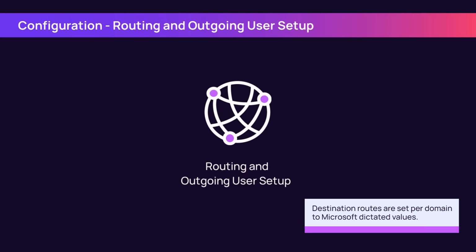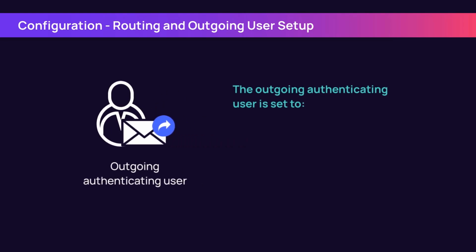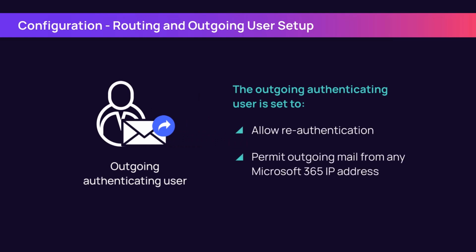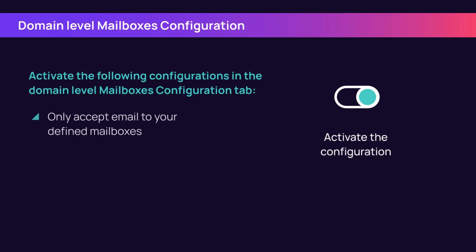Destination routes for each domain are configured based on Microsoft's settings. An outgoing authenticating user is created for each domain. This user is set to allow re-authentication. Permit outgoing mail from any Microsoft 365 IP address. Activate the following configurations in the Domain-Level Mailboxes Configuration tab. Only accept email to your defined mailboxes. Protect specific mailboxes only.